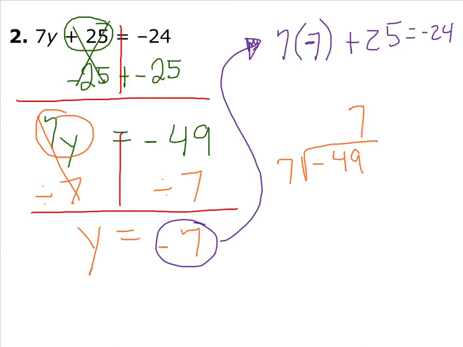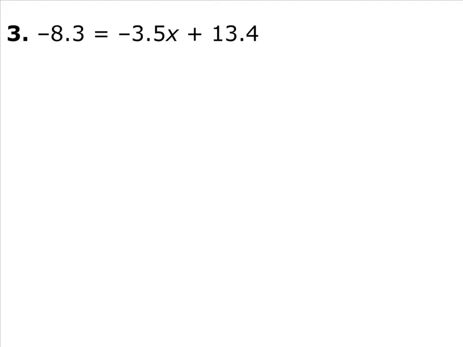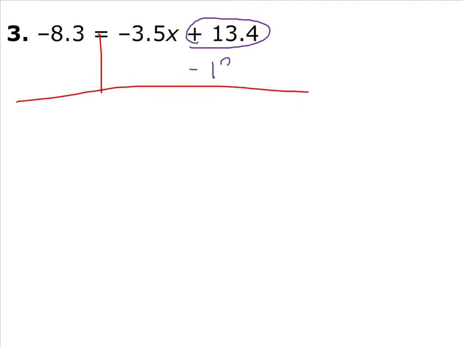Alright, let's take a look at our next one. Alright, first thing I have to do, anyone? You know what it is, draw the balance beam. Okay, this equation looks backwards, but it's really no different than any of those we've been working on. So the first thing I have to do, again, is eliminate the number that's not touching the variable. So I'm going to have to get rid of this plus 13.4. So we have to subtract 13.4 from both sides.